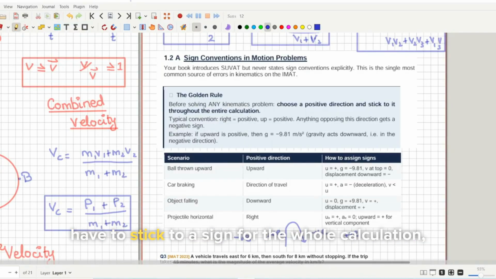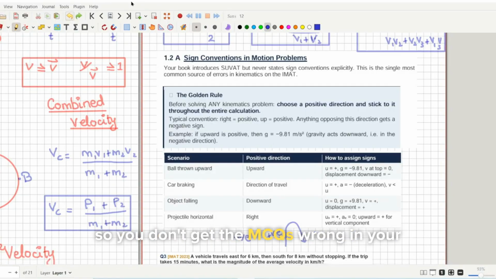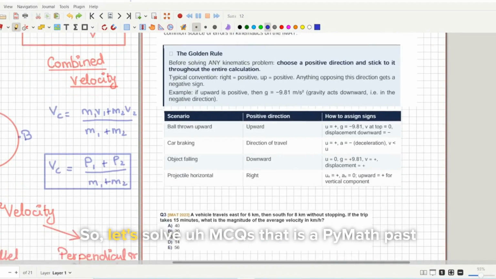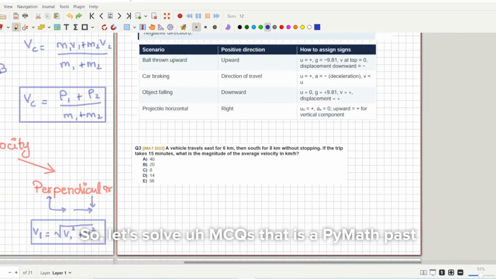So you have to stick to a sign for the whole calculation, so you don't get the MCQs wrong in your answers, right? So we will be solving this kind of MCQs, so you will get clear about what I'm talking about. So these are some examples that are written in front of you. You can take a screenshot and you can study them later. So let's solve MCQs that are IMAT past paper.